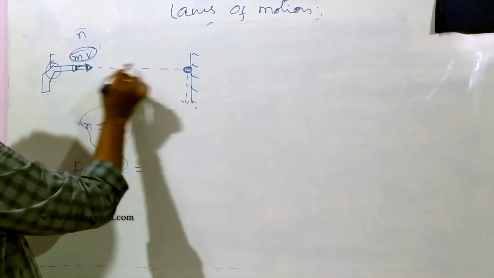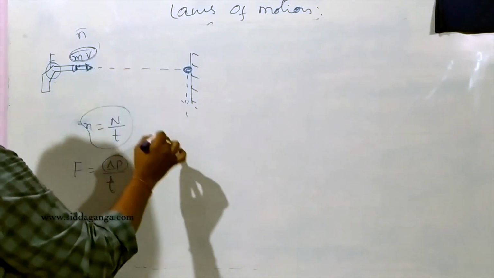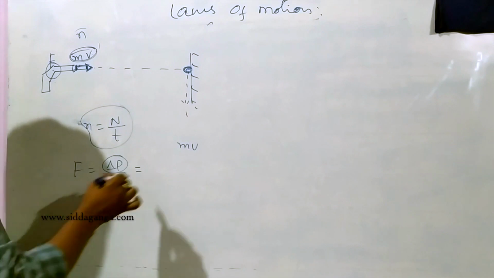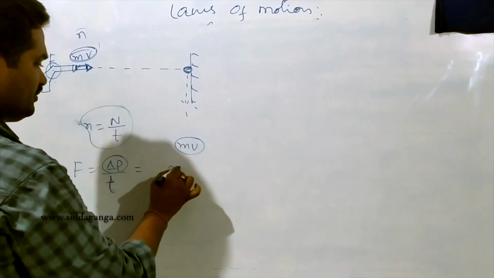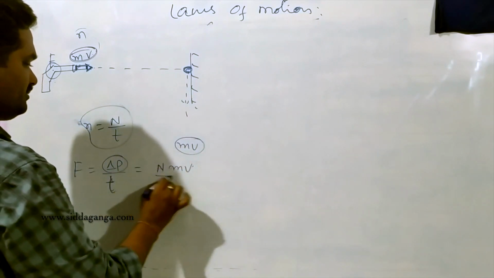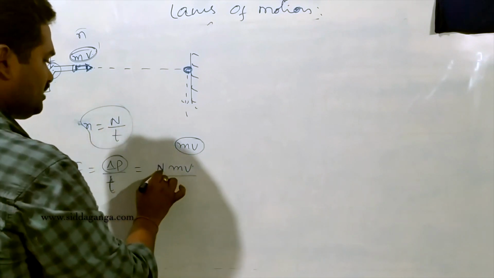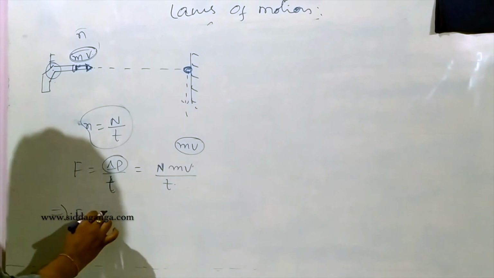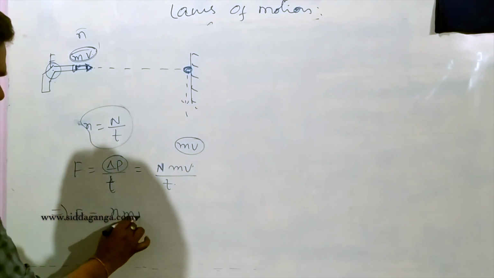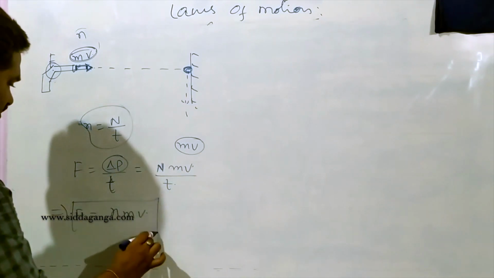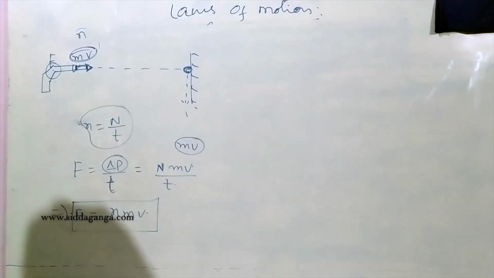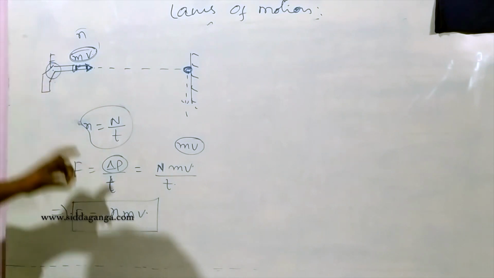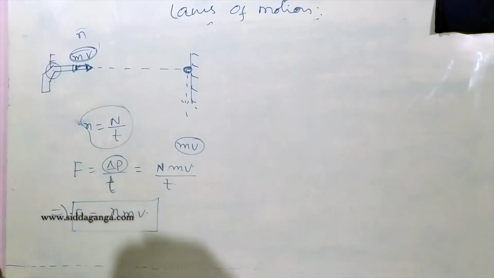If a bullet hits the wall and falls there itself, the change in momentum we have written as m into v into i cap minus m v i cap, that's why mv will be the change in momentum here. And the number of bullets hitting per unit time is n. Then how much force you need to apply to hold the gun? F will be equal to n into m into v. This is the point you have to remember regarding how much force you need to apply on the gun in order to hold it. It will be equal to nmv.